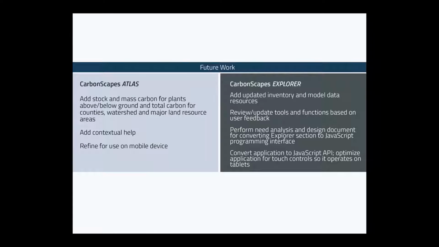Future work for the Explorer. We want to add the updated inventory and model resources, get those all up to date and linked properly to their authoritative sources. Review and update the tools and functions based on the feedback from users. Create an analysis and design document for what it would take to convert this into a JavaScript or more modern programming tool. And also maybe it would be required to convert this into a more modern JavaScript API if it's to be accessible on mobile devices.